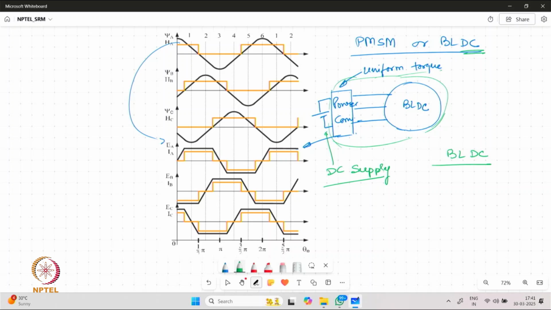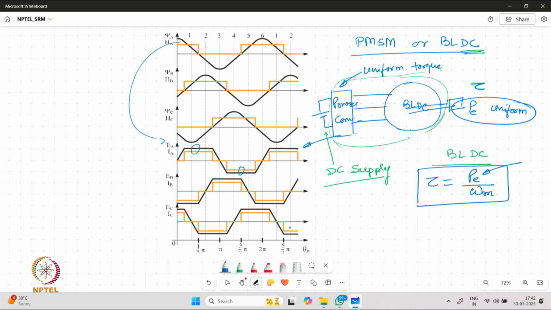Now if we are trying to generate a uniform torque, it effectively means that we have to provide a uniform electrical power to the machine for operating the mechanical load assembly. So torque can be computed as P electrical, nearly the power given to the machine, divided by omega m. So we need to ensure that the power given to the machine is uniform and unidirectional, and hence unidirectional torque can be achieved in this arrangement.